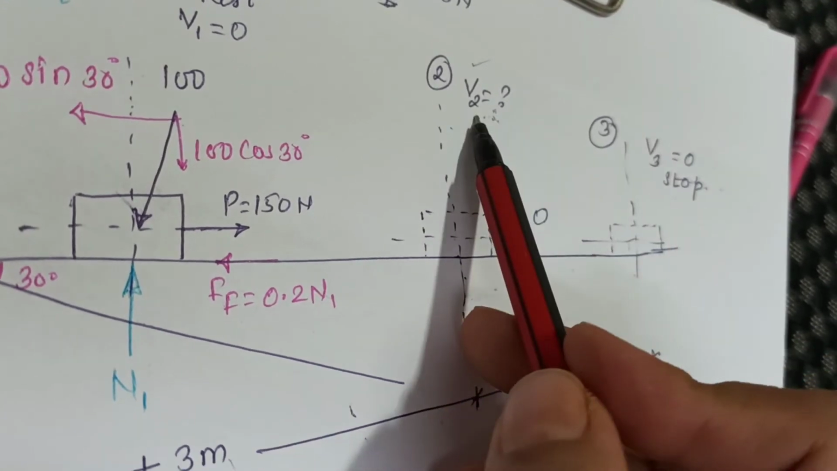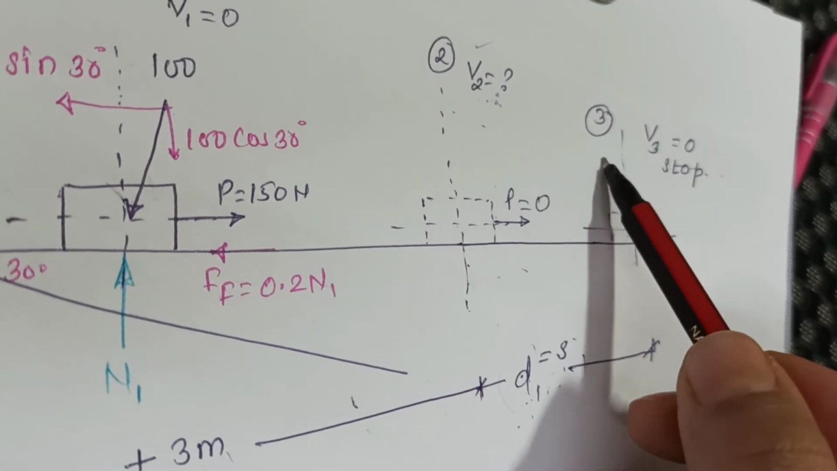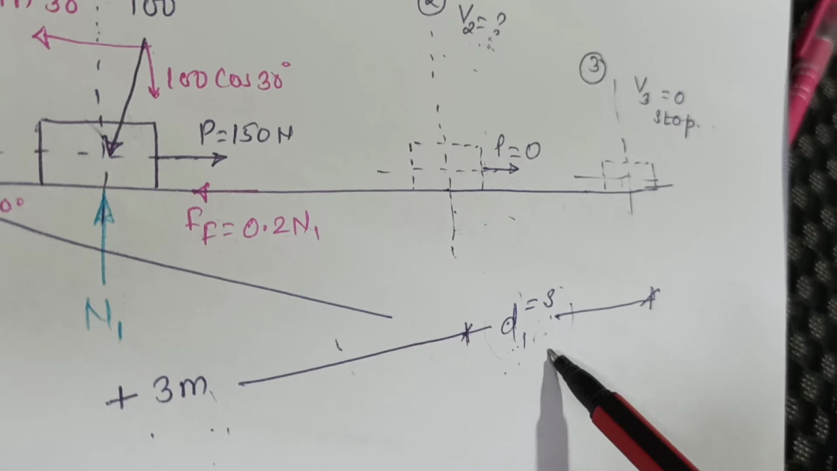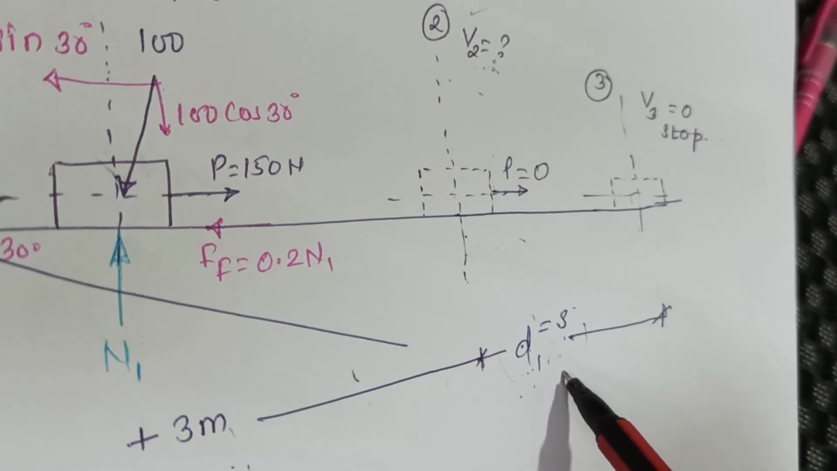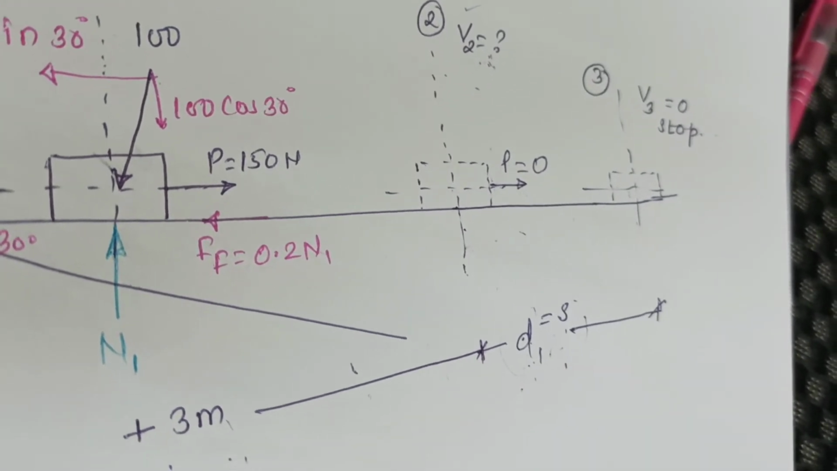So in the first part velocity was not known and distance was known, and in the second part velocity is known and we have found the distance. So this completes the first part. I hope this is clear. Now we'll move to the second part.